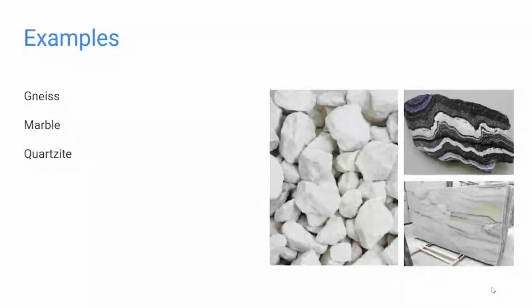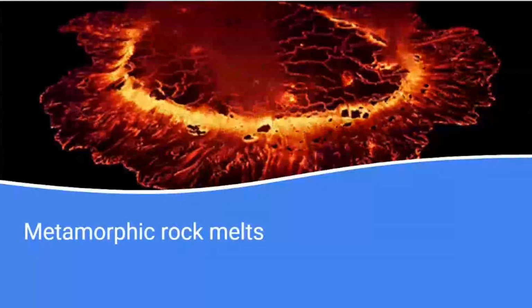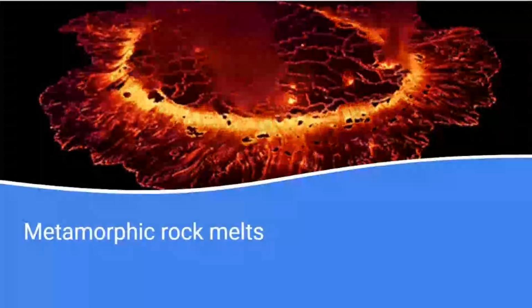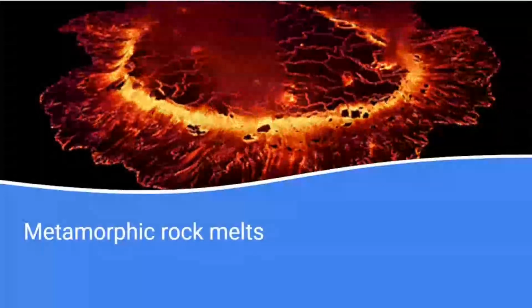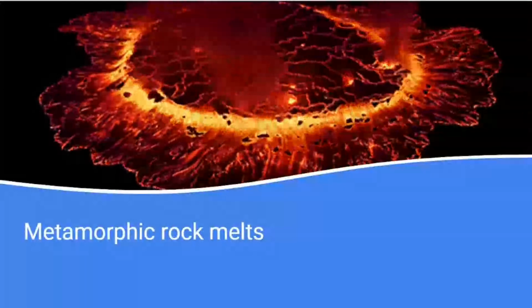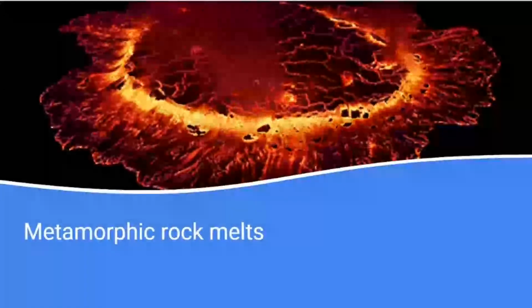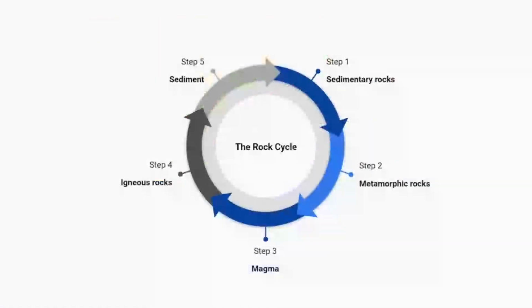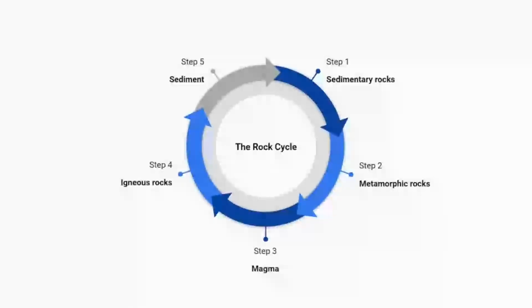The next type of rock is, children, as you can see in the picture, the metamorphic rocks are melting, and when these metamorphic rocks melt, they form magma. So what is magma? Magma is the hot molten material. This magma is the basic material that forms the third type of rock.